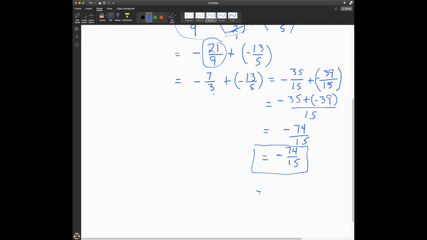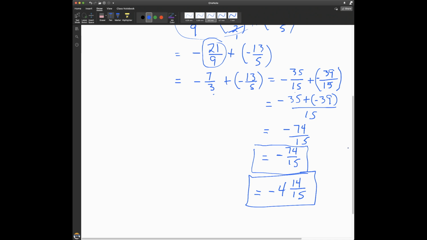Or if you want to write it as a mixed number, 15 goes into 74 4 times. Keep that negative sign there. 15 times 4 is 60. 74 minus 60 is 14. So if you want to write it as a mixed number, you can, but you don't have to. Both of these answers are good.